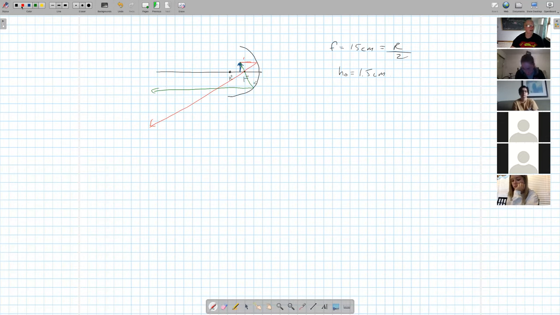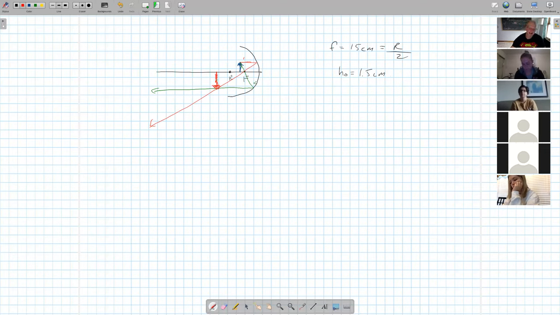And again, where these guys cross, this is going to be the location of our image. So this should be our image location. So this should be our image. There we go. So again, our expectation is that our image should be real. It should be inverted. It should also have a distance which is greater than the radius of curvature.